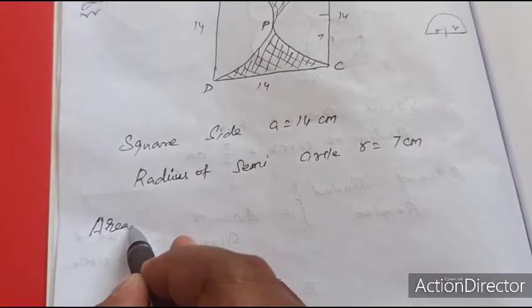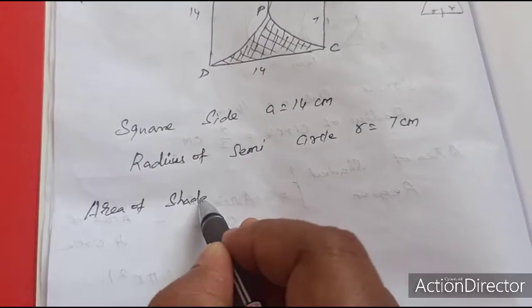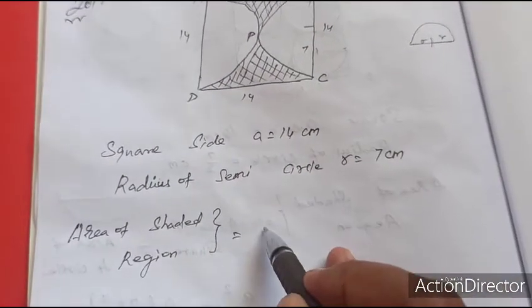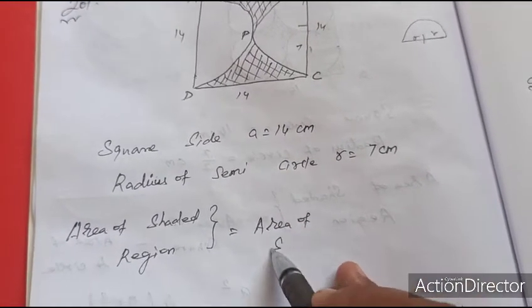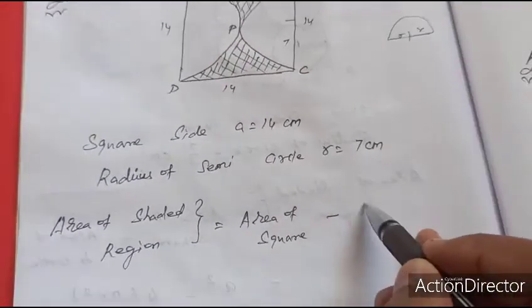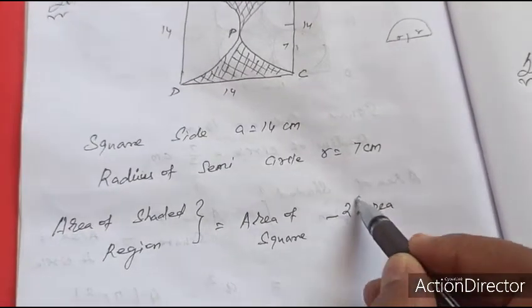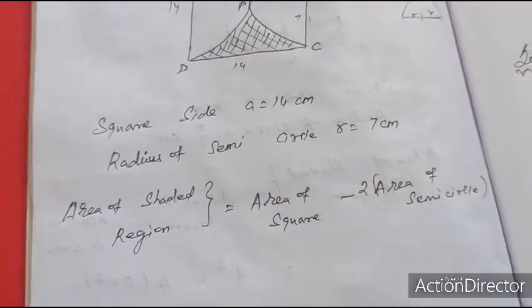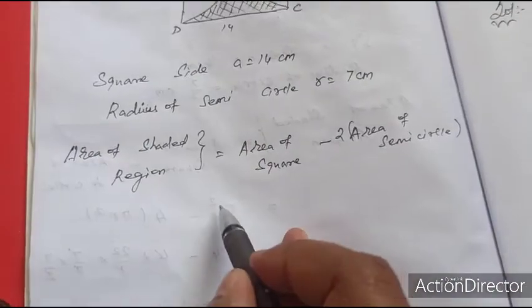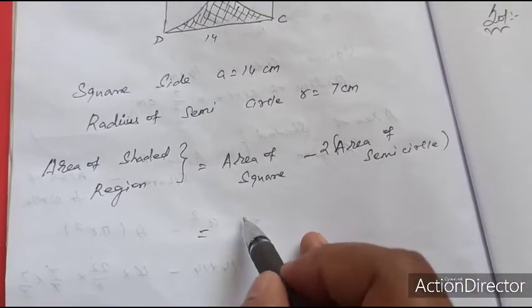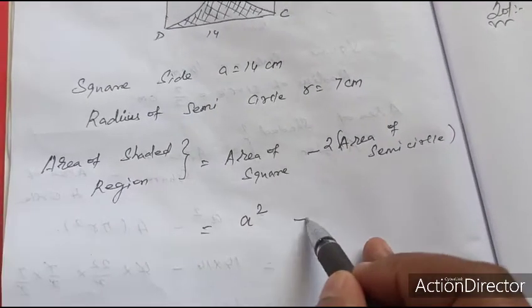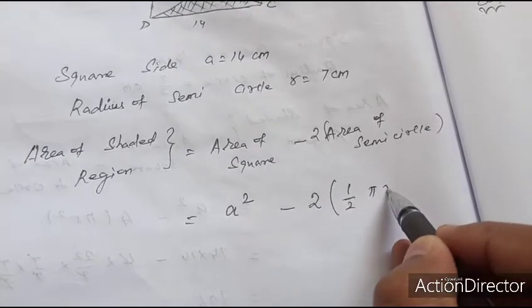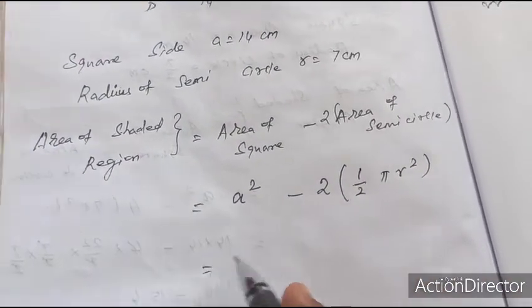Therefore, area of shaded region equals area of square minus 2 into area of semicircle. Area of square formula is a square, minus 2 into area of the semicircle, formula half into pi r square.